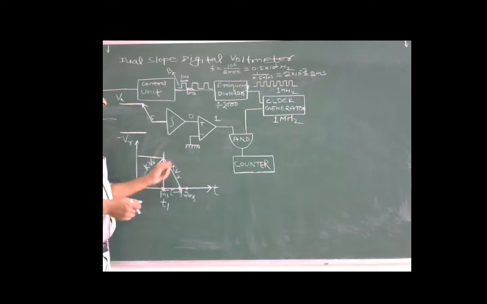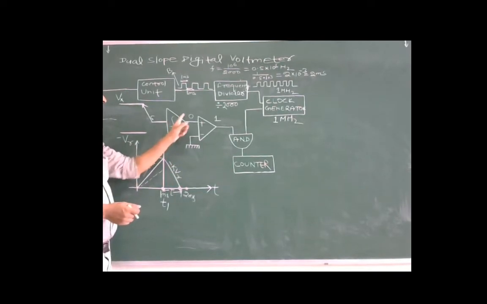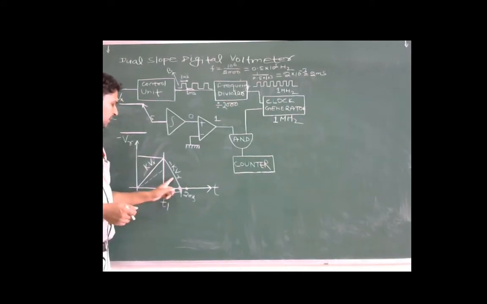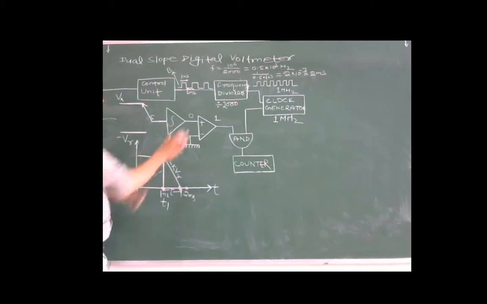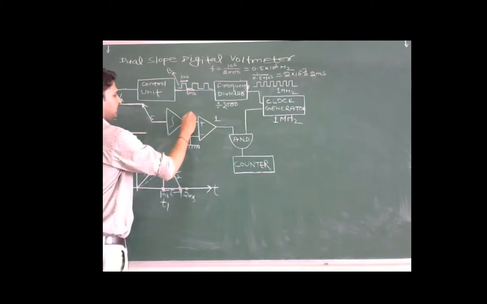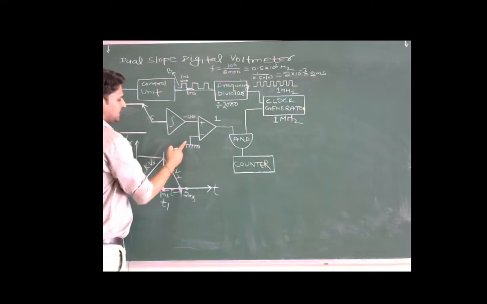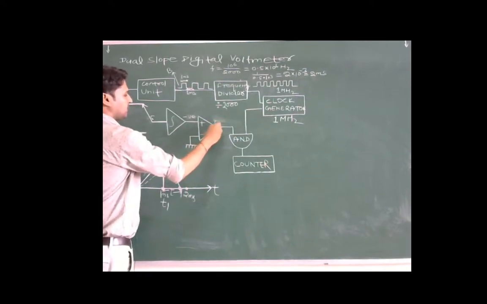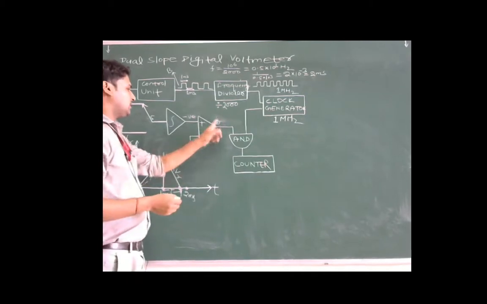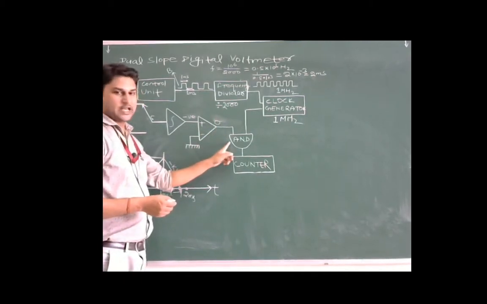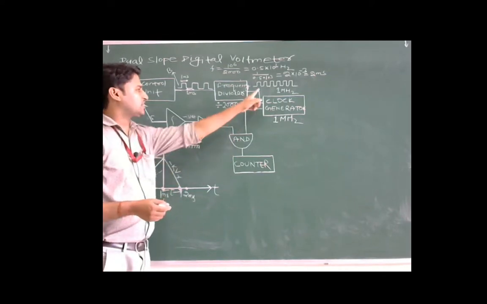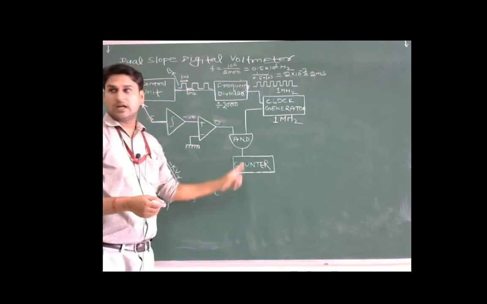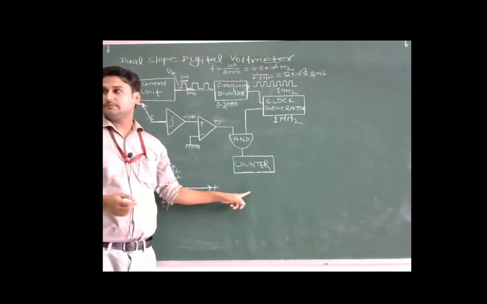And when the output of the integrator crosses 0 here and becomes negative, meaning this signal becomes negative, it is less than 0. When it is less than 0, the output of this comparator will become 0, and this 0 will disable the AND gate, and the AND gate will stop the clock pulses from passing to the counter, and the counter will stop counting.